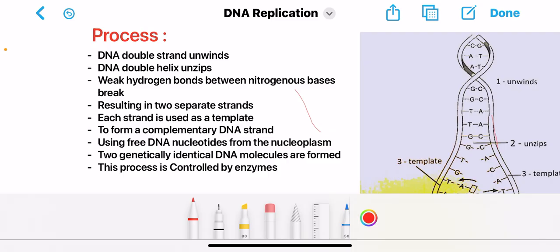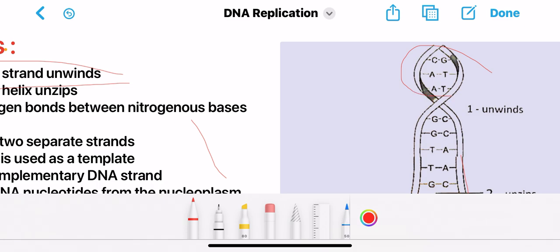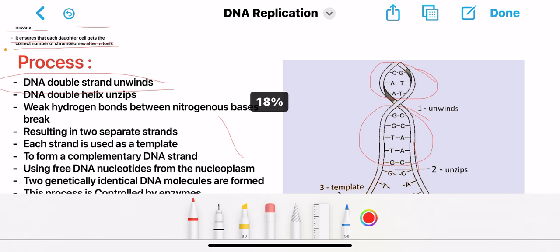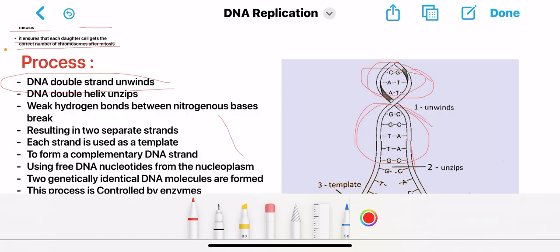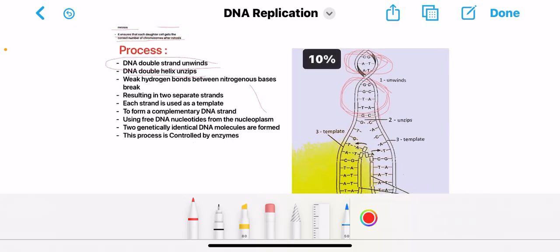The first point says the DNA double strand unwinds. As you can see here, it was winding, now it is unwinding. It is becoming uncoiled. Here it was coiled, here it is becoming uncoiled. The DNA double strand unwinds. Now the double helix unzips. You can see it is unzipping.